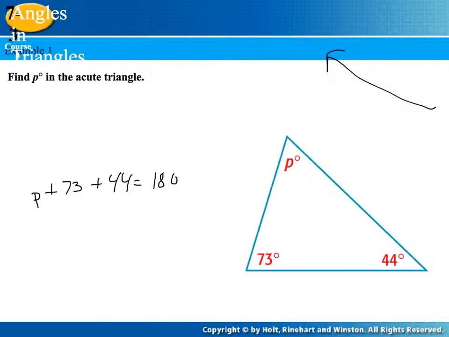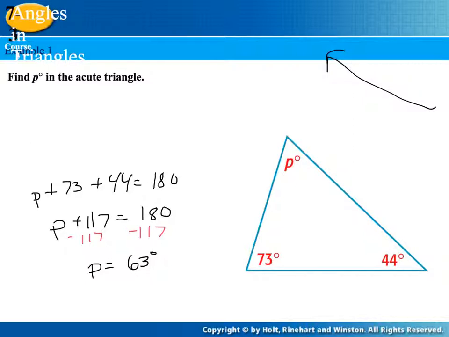Simplify before you do anything else. So I get P plus 117 is equal to 180. How do you get rid of that 117? Just like our warm-ups, subtract 117 on both sides. P is equal to 63 degrees. All right? Add them up, set them equal to 180.